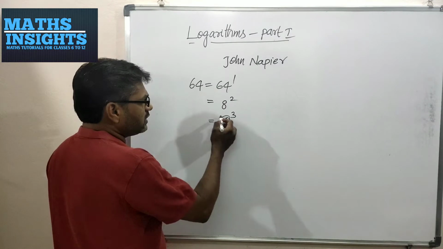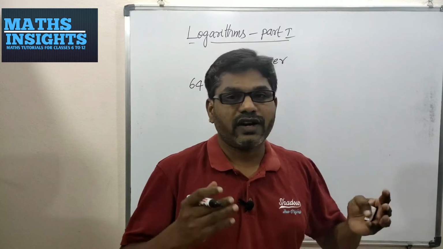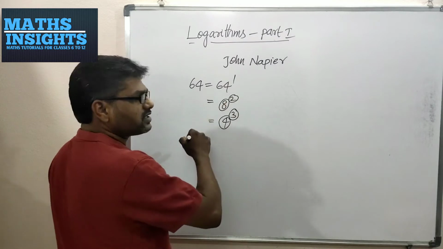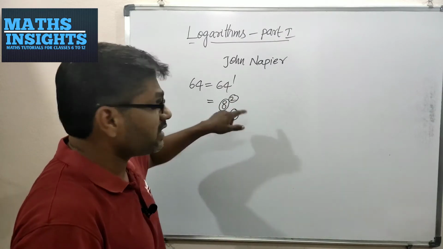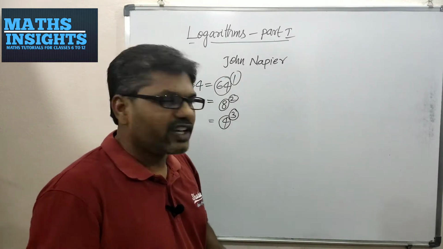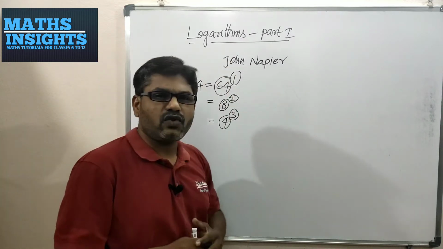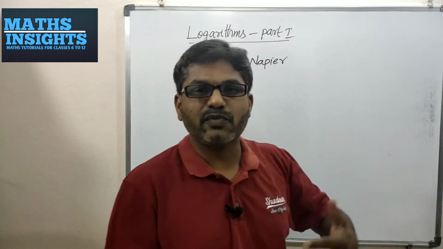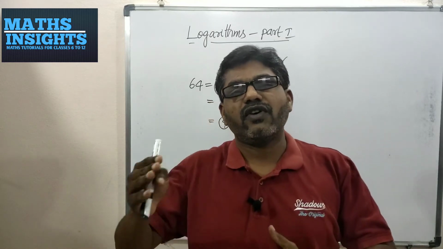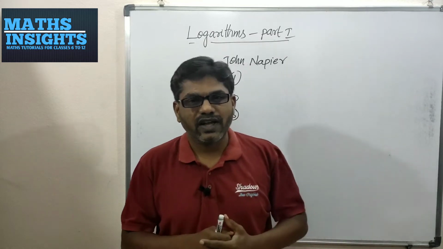Here 4 is called the base and this 3 is called the exponent or power or index, whatever it may be. Here base is 8, index is 2. Similarly, here base is 64, the power or exponent is 1. This way of expressing a number is called exponential form. Now we will convert the exponential forms into logarithmic forms. How will it be? We will learn after the definition of logarithm.